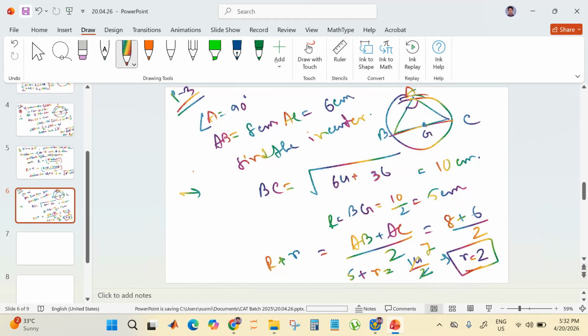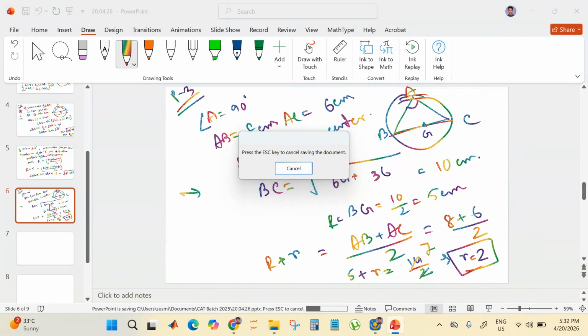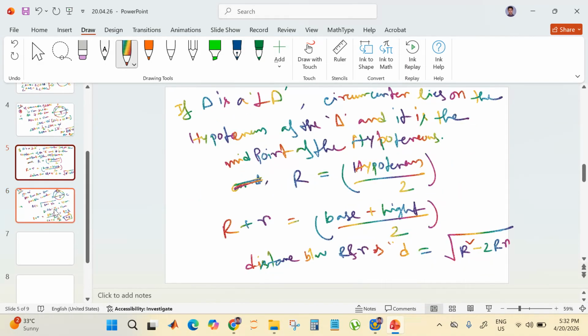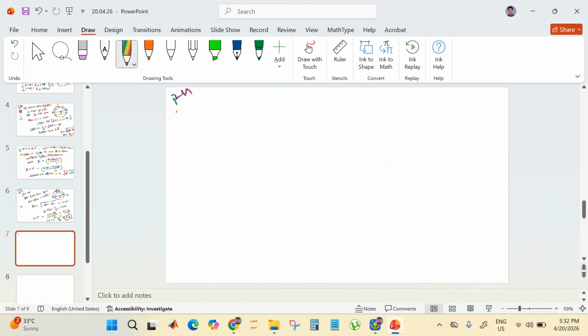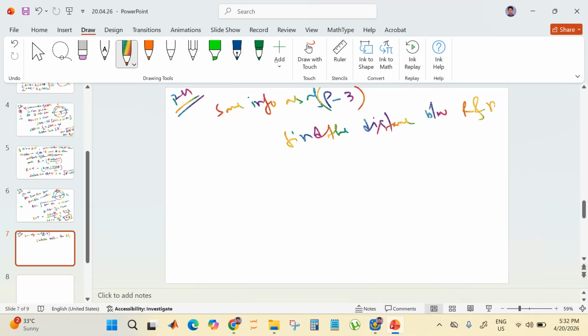Okay, this is the problem number 3 for today. And another problem, find the distance. Same information as of problem number 3. Problem number 4: find the distance between capital R and small r.